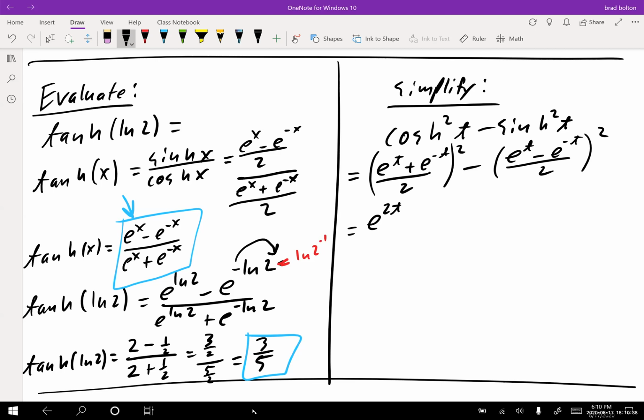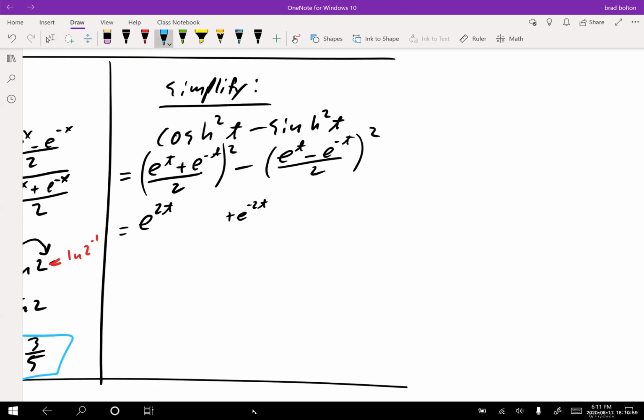Now if we FOIL this out, this will become e to the 2t, and then the backside will become plus e to the negative 2t. And then when we do e to the t times e to the t, I'm going to have to do some scratch work real quick, you guys. I'm trying to do it in my head, but it's not going to work. So I'm going to do e to the t plus e to the negative t times e to the t plus e to the negative t.